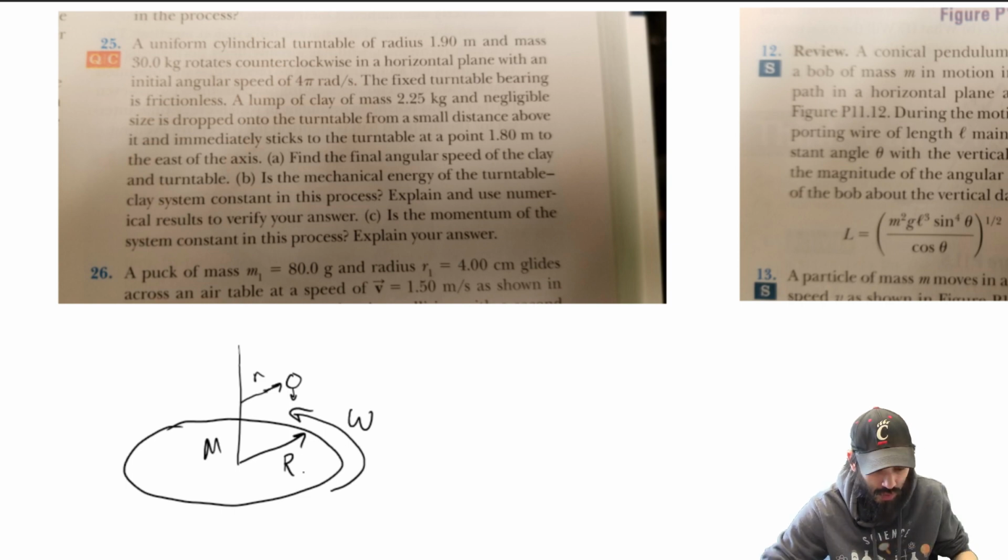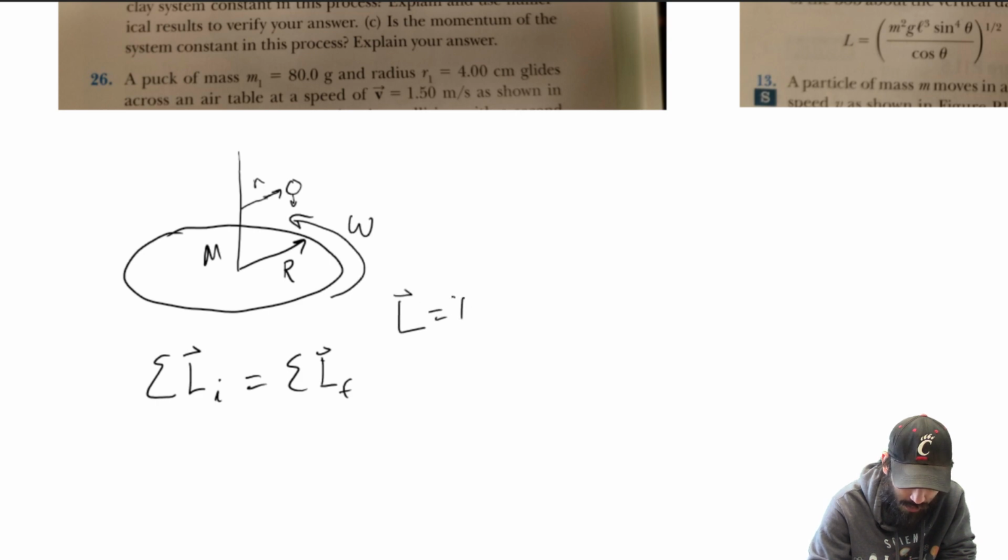So the first thing we want to do is find the angular speed of the clay and the turntable after this sticks. So it's a classic conservation of angular momentum kind of problem. What we want to do is sum the angular momentum in the initial state, and this is going to be equal to the sum of the angular momentum in the final state. And we know that the angular momentum of a rigid body is going to be equal to I times omega. So this is the moment of inertia, and this is the angular velocity.